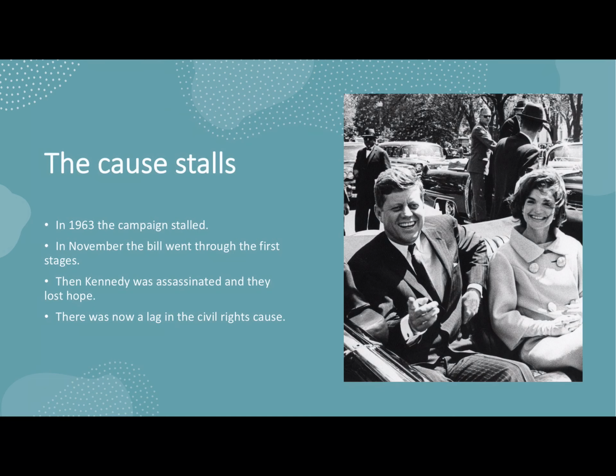Despite the support of the president, in the latter half of 1963 the civil rights movement stalled. In November, Kennedy's civil rights bill went through the first stages, but then Kennedy was assassinated and many lost hope. After the high point of the March on Washington, due to the assassination of Kennedy, there was a lag in the movement.